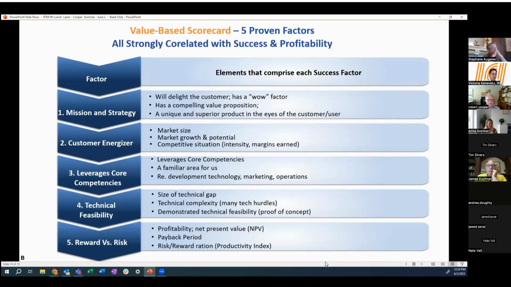The 5 factors, some people call them 6 if you want to split the last one into 2. The 5 factors that come out the strongest, and there are others, but these account for the majority of profitability. Something like 85% of new product profits can be explained by these 5 factors. Does this project fit our mission and our strategy?